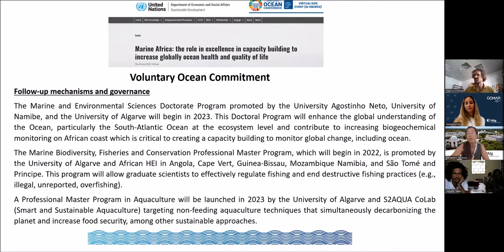We had a year to start the implementation of this course, so it started effectively last May. But it will be one important base. And then the marine biodiversity, fisheries and conservation professional master that will start this September, as Professor Ester already explained. And the other master that we hope to launch in 2023.